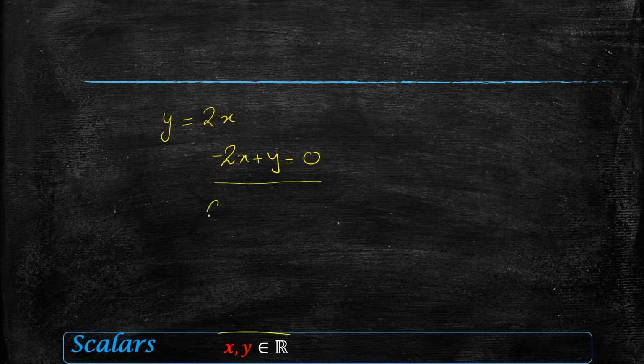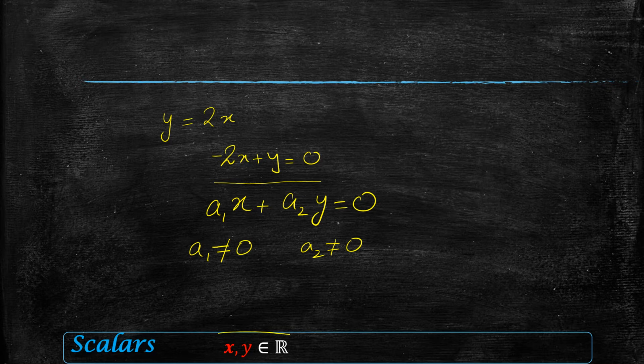Further, if I take a1 equals minus 2 and a2 equals 1, that means I can write this equation as a1x plus a2y equals 0. So here I can say that y and x are dependent whenever their coefficients a1 and a2 are not equal to 0. I will use this concept to define linear independence or linear dependence in vectors.